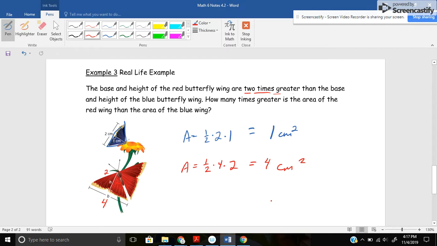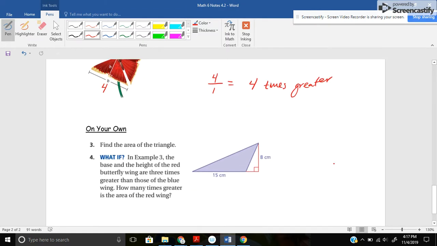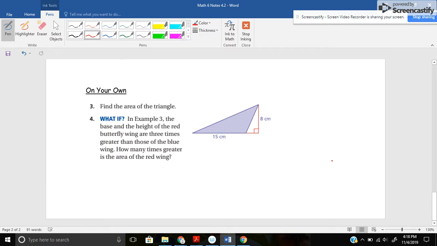Then it says, how many times greater is the area of the red wing than the area of the blue wing? If this one is 4 and this one is 1, you can just take the red and divide it by the blue. Well, 4 divided by 1 would give us 4. So the area of the red wing is 4 times greater. Go ahead and try number 3 and 4 on your own here and see how you do.